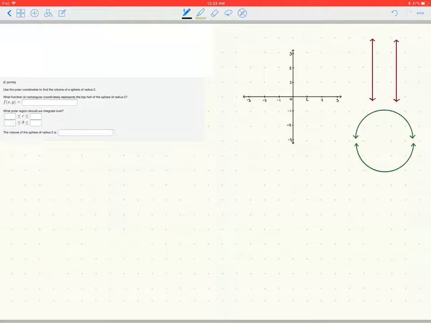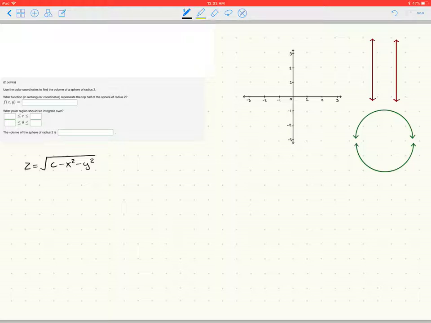In this WeBWorK problem, we're asked to use polar coordinates to find the volume of a sphere of radius 2. What function in rectangular coordinates represents the top half of the sphere of radius 2? So to find my surface, or my function of x and y, I have to know what the surface equation is for a hemisphere. And that is z equals the square root of c minus x squared minus y squared. And your hemisphere can get bigger or smaller depending on your value of c.